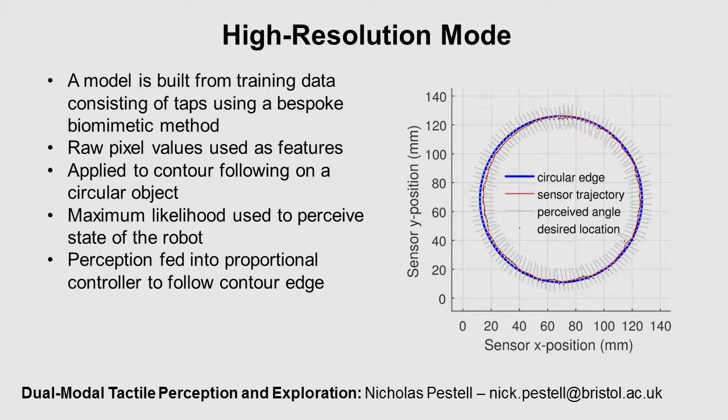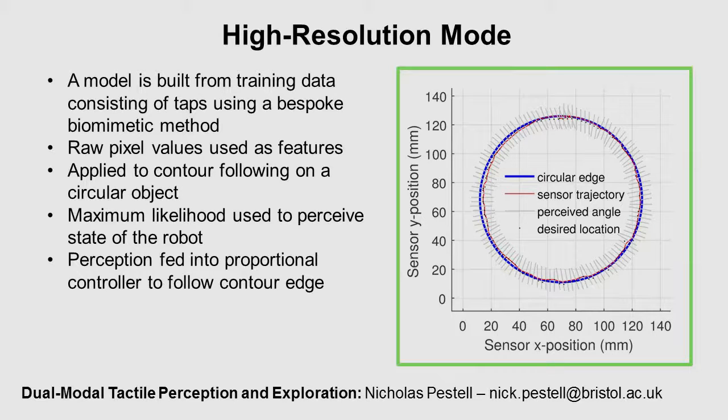In the high resolution mode, the robot perceives its state from a measurement model of training data, where pixel values from the 30 by 30 pixel image are used as features. This is applied to a contour following task where the state consists of angle and radial position relative to the stimulus edge. The perceived state is fed into a proportional controller which enables the robot to follow the edge of a circular shape. The resulting trajectory is shown on the right of this slide.